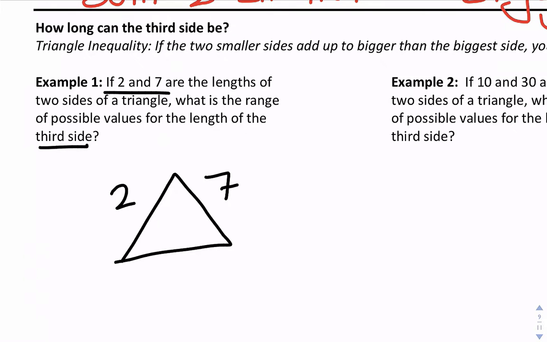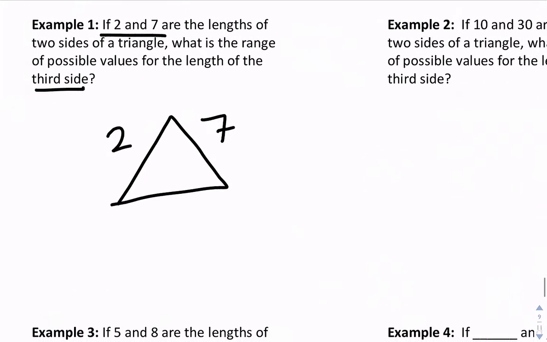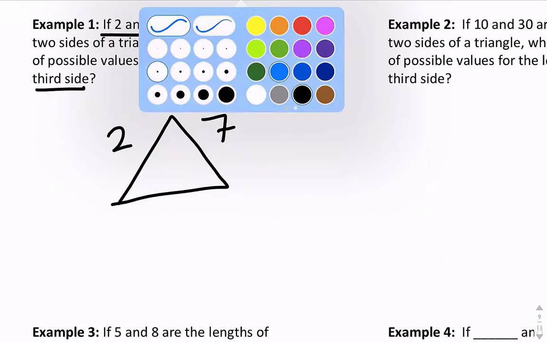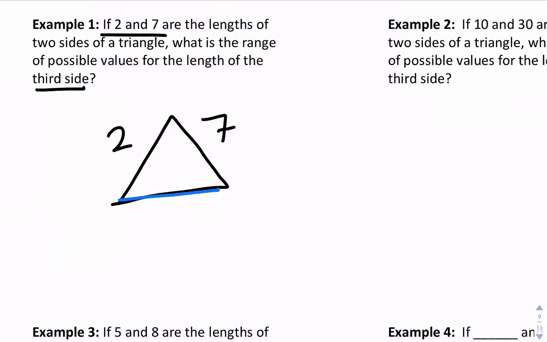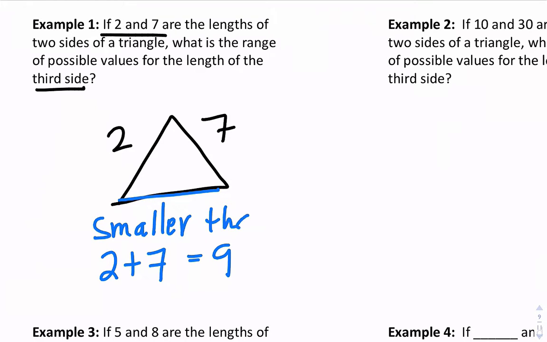All right, so there's two ways to do this. Let's say that this was our biggest side right here. So if this is our biggest side, then we know that 2 plus 7 is 9. If this is our biggest side, then that biggest side has to be smaller than 9, because again, 2 plus 7 has to be bigger than the biggest side.